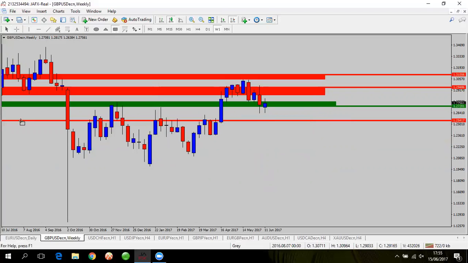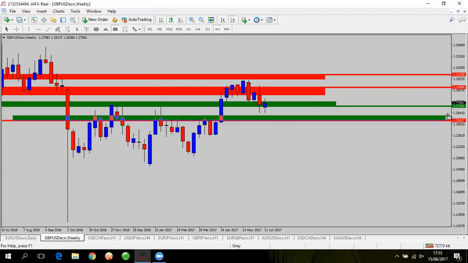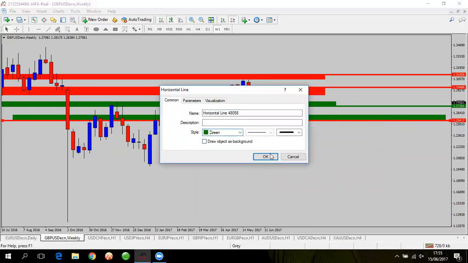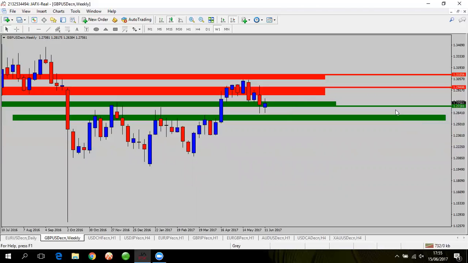I forgot one more down the bottom. Here is another one, just going into that wick up there. And we will once again change this line to green. Okay, we can go ahead and get rid of those actually, because our zones paint the picture.